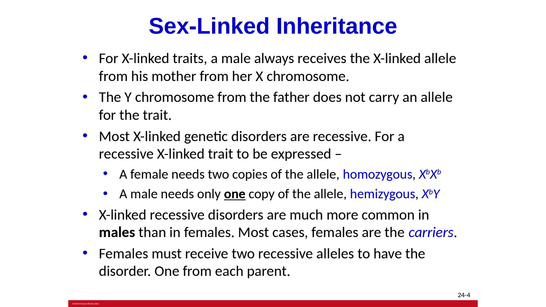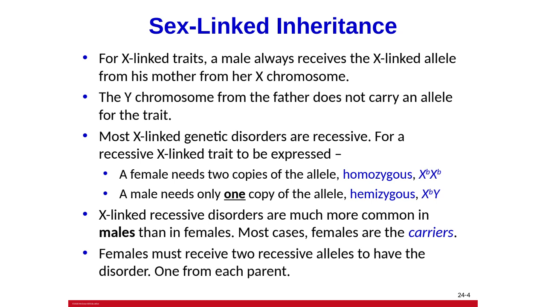The male, on the other hand, needs only 1 copy of the allele. This is referred to as hemizygous. Hemi means half. And the reason for this is, again, let's imagine this is color blindness. There is, in fact, no gene for this on the Y chromosome. So the male has to get the X chromosome with the allele from his mother. In this case, we see X with a small b. That would mean that he would be colorblind, for example.